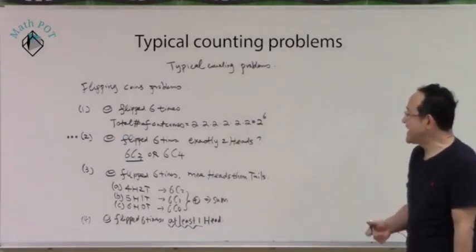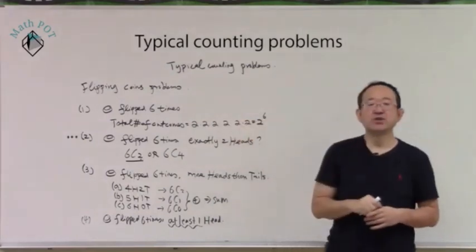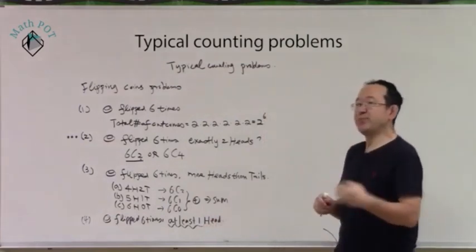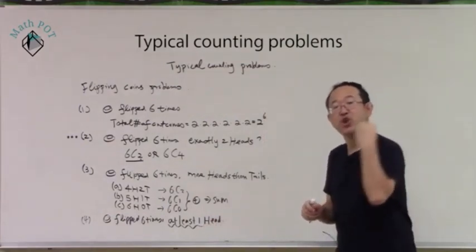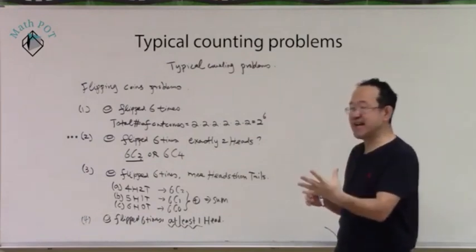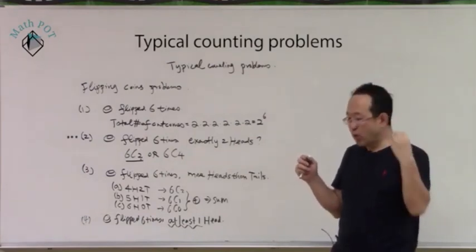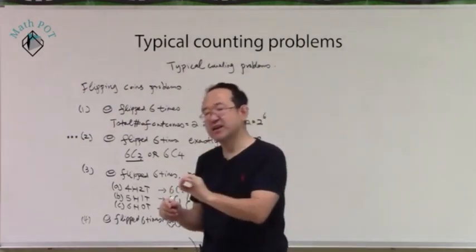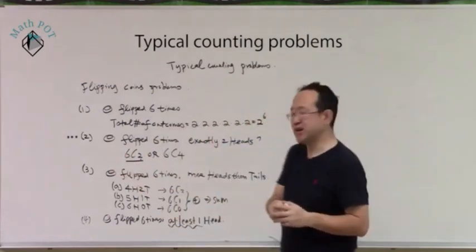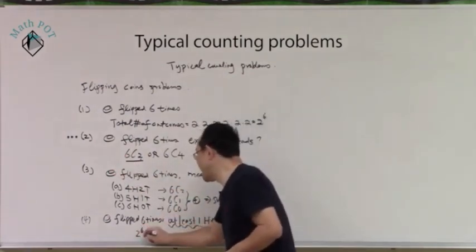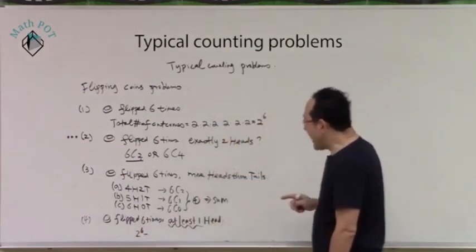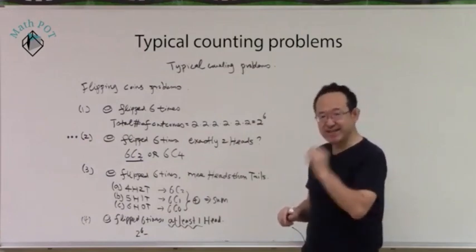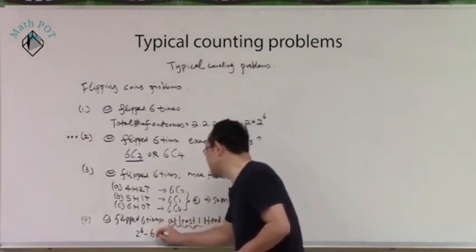Can we figure out the total easily? Actually, the total is nothing but this one. Can we figure out the wrong answer easily? The answer is yes, because at least one head implies the wrong answer is what? There is no head. Flipping six times, we end up with all tails, six tails, zero heads. That means definitely we can figure out the answer. The total is 2 to the 6 power, and then minus the wrong answer. The wrong answer is the number of ways to end up with 6 tails, 0 heads. Very clear, nothing but 6C0.